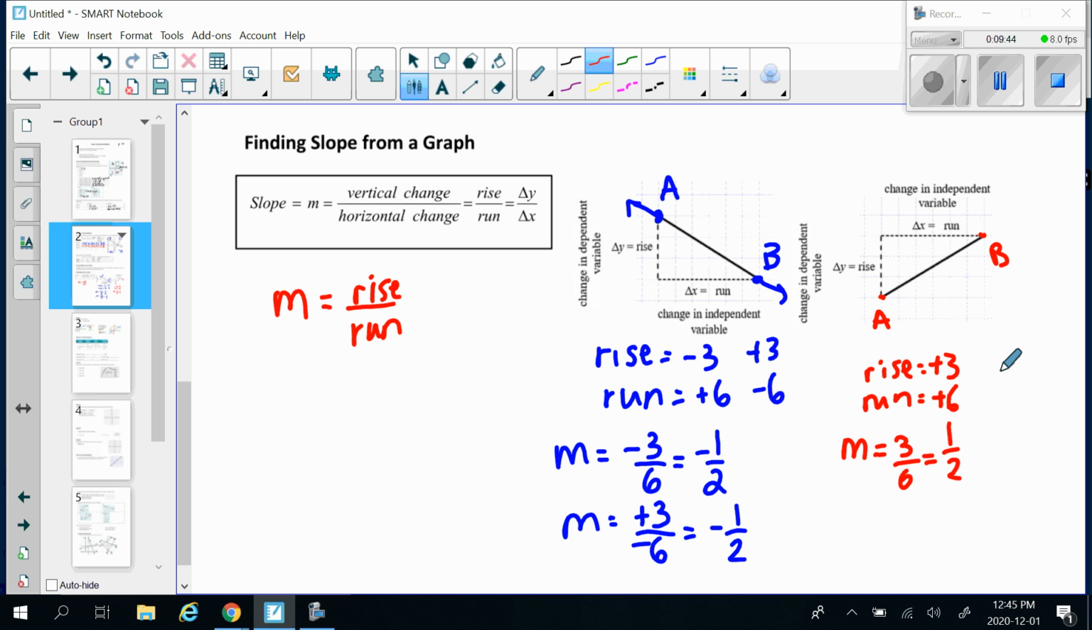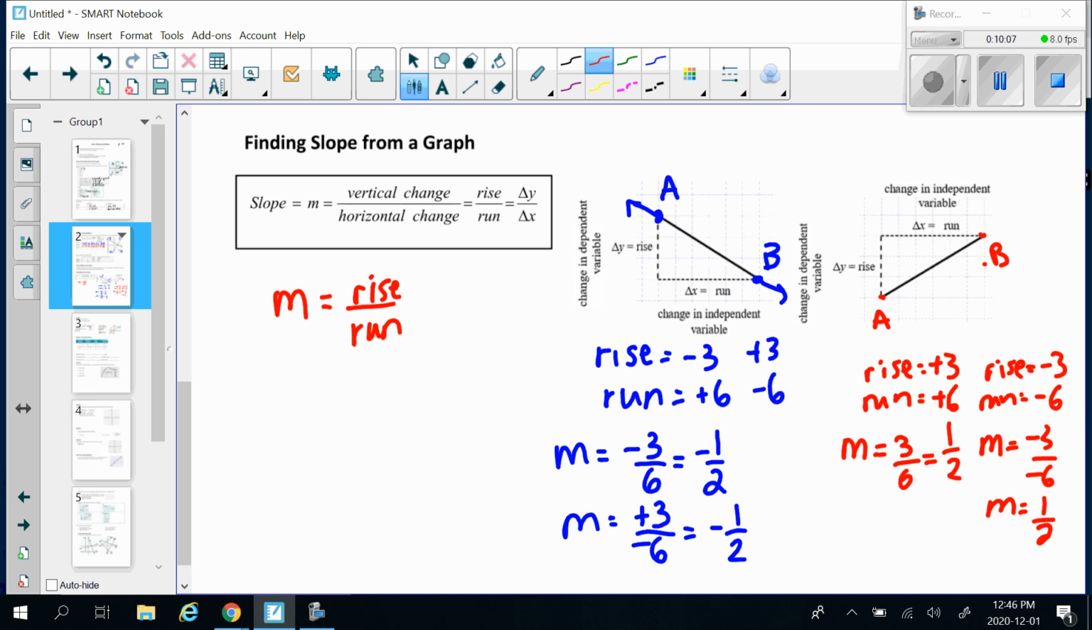If you decide to go the other way and walk from B to A, then you're going to be walking downwards, so your rise is -3, and then you're going to run to the left, so your run is -6. If you calculate your slope that way, you will have -3 over -6, which is also 1/2.